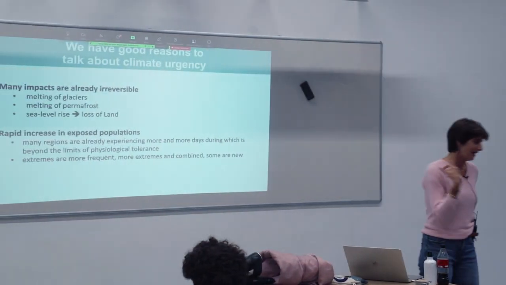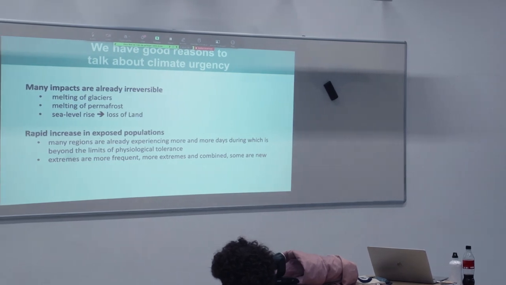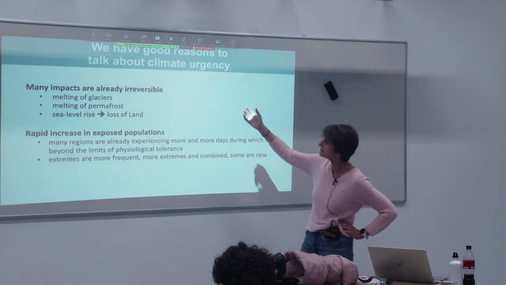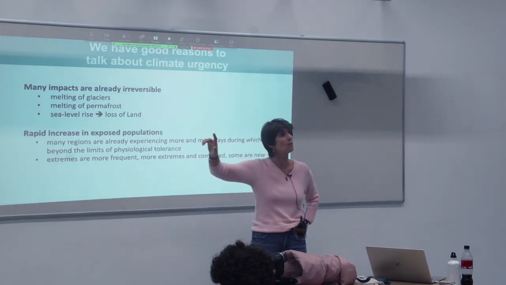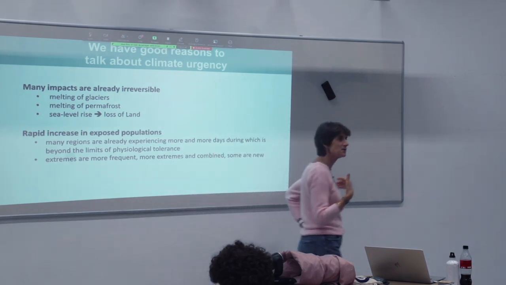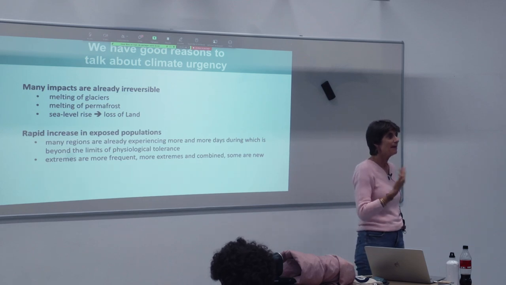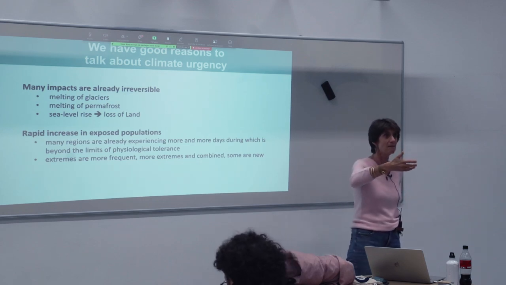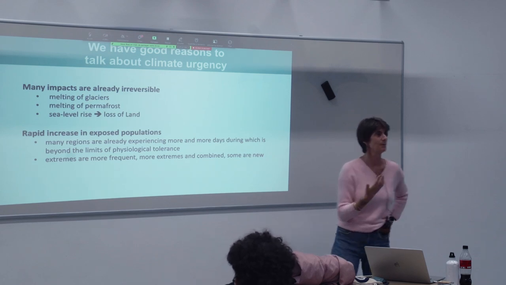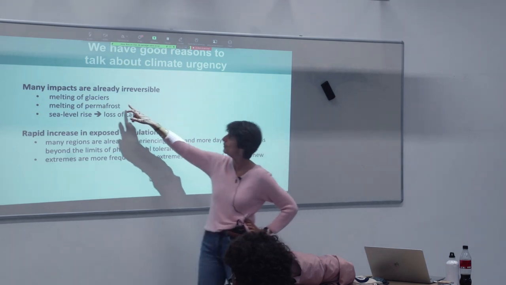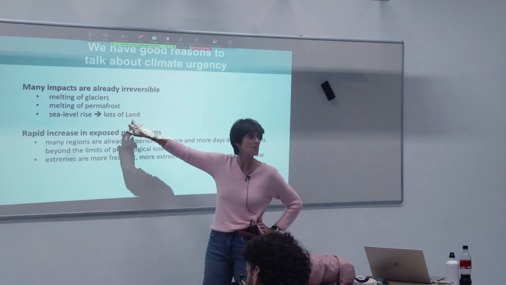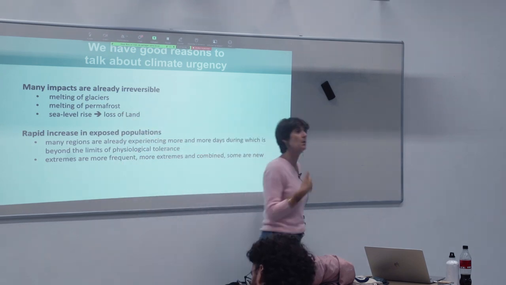Okay, so that's why we talk also about climate urgency. So I've showed you many things. I've showed you many impacts. And some of those impacts are already irreversible. Not, of course, at the pace of geology. Our planet may have glaciers again, but not at the timing of our societies, because it takes a long time to build glaciers. So the melting of glaciers, the melting of permafrost that has started, the sea level rise that causes the loss of land, causes the loss of islands.